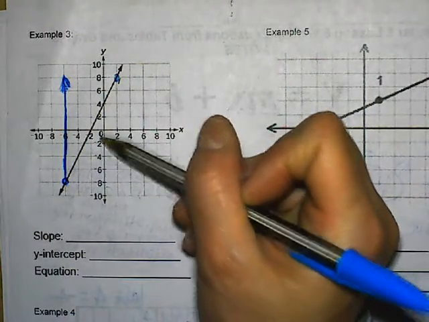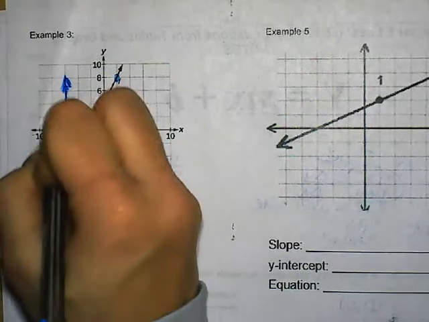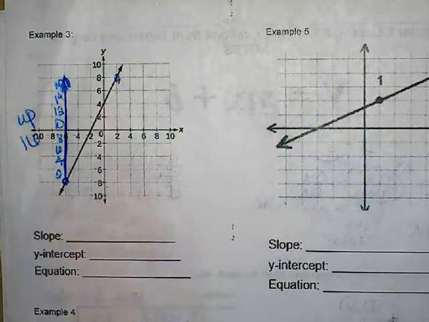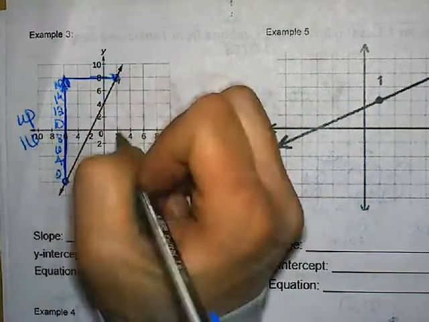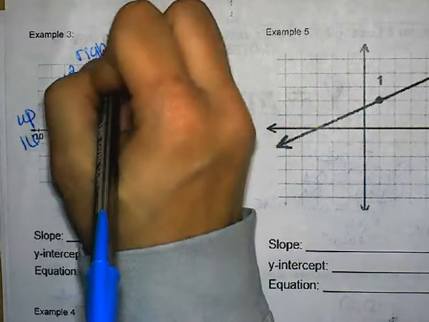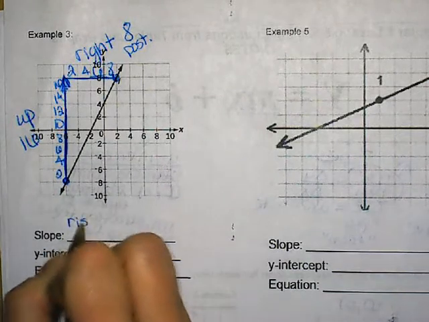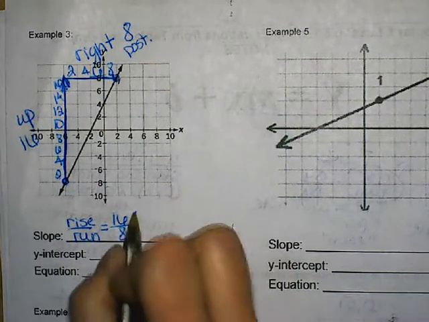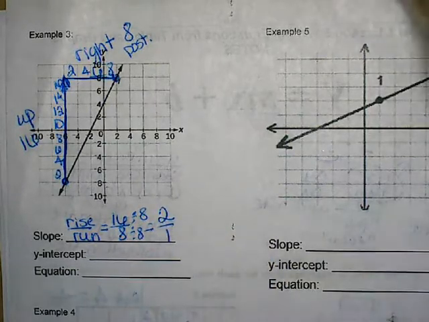Pay attention because these are counting up by 2s. So I'm going to go ahead and count these as 2, 4, 6, 8, 10, 12, 14, and 16. So I went up 16, and I'm going to the right. Those are also counting by 2s. So I'm going to the right, 2, 4, 6, and 8. So I went right 8, which means that it is positive. My slope is my rise over run, which is 16 over 8. This simplifies by 8. My slope is 2 over 1.